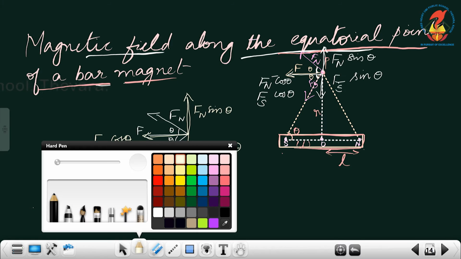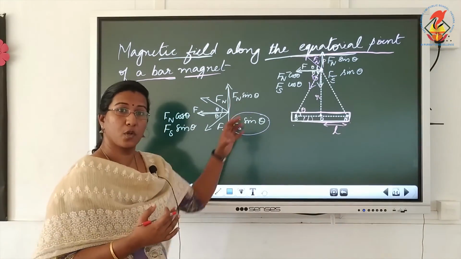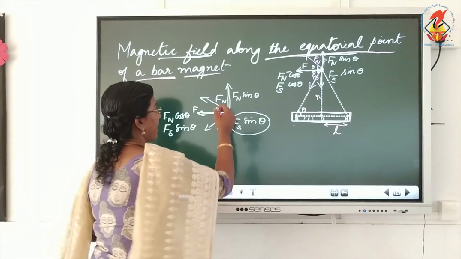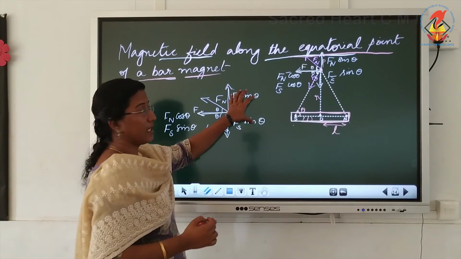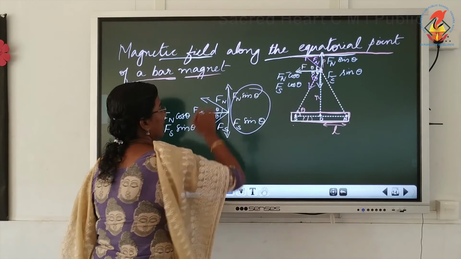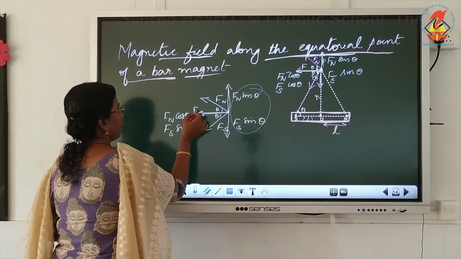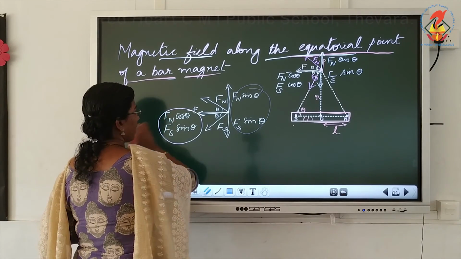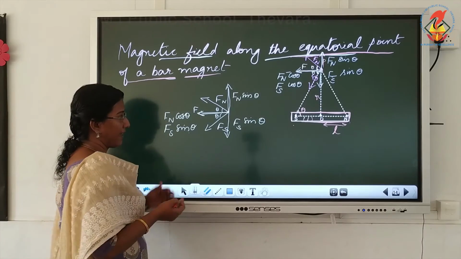Now, if you look into this diagram, we can see Fn sin theta and Fs sin theta, magnitude wise both are going to be equal, but direction wise they are opposite, which means the resultant will be equal to 0 for the sin theta, or the vertical component, whereas the horizontal components Fn cos theta and Fs cos theta will get added up.